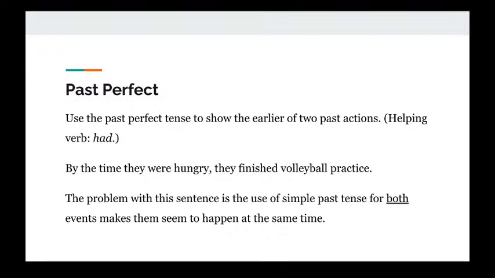We put that helping verb had there to show which of the two past events happened before the earlier past event. So again, keep in mind in the past perfect, both actions you're discussing, or all three, are happening in the past, but then one of them obviously had to happen first. So like you wake up before you brush your teeth, before you eat breakfast.